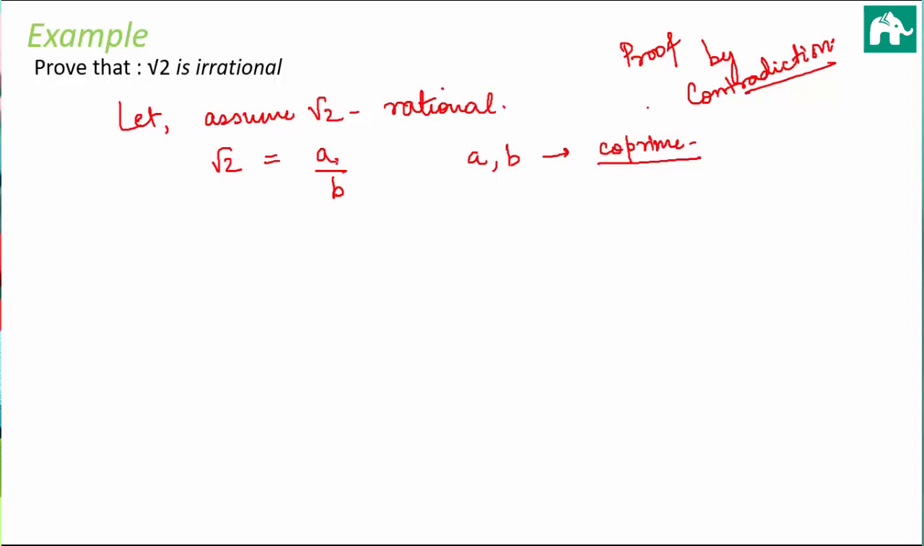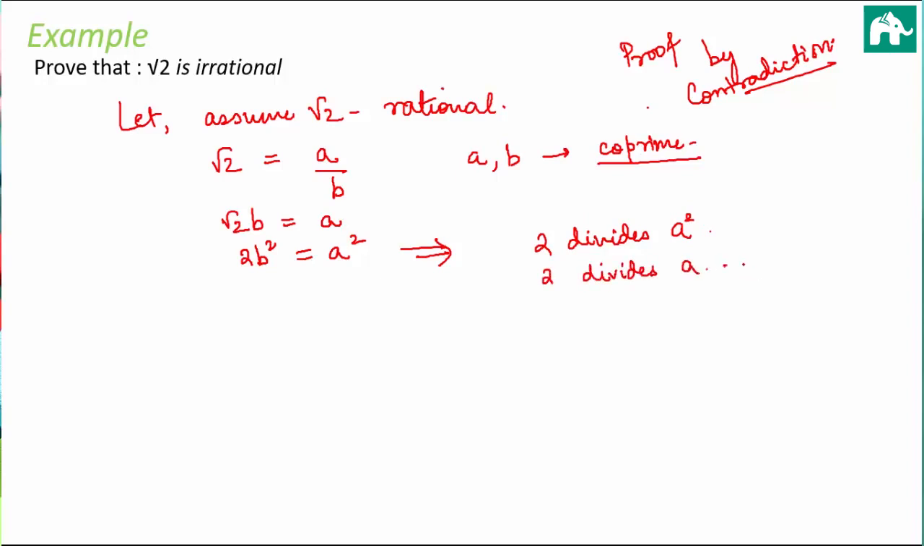In a similar way, we say root 2 is written as a by b, where a and b are co-prime. From this relation, we can say that root 2 b is equal to a, and by squaring on both sides, 2b square is equal to a square. Now from this, we can say that 2 divides a square. From the theorem which we read just now, if p divides a square, then p also divides a. That means 2 also divides a. So that is our first conclusion.